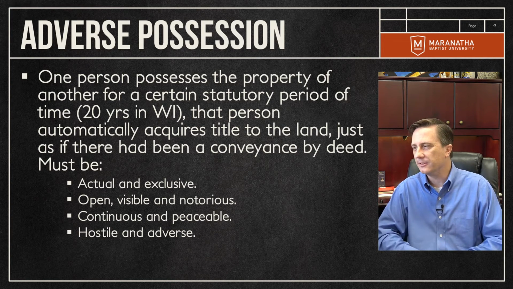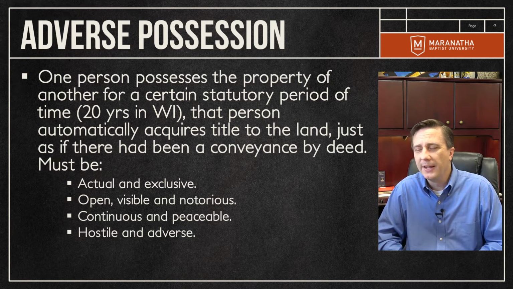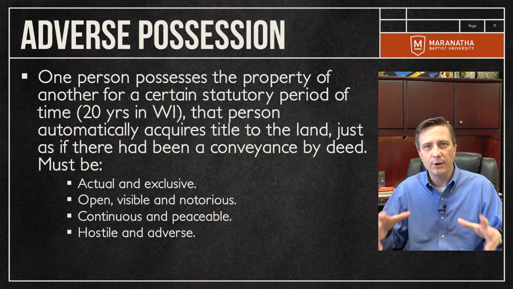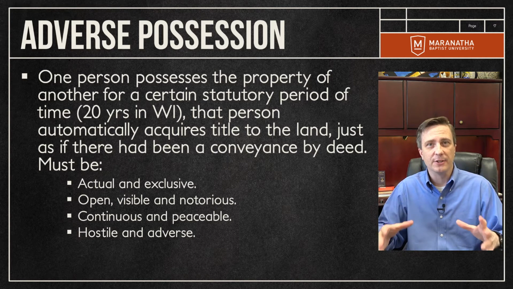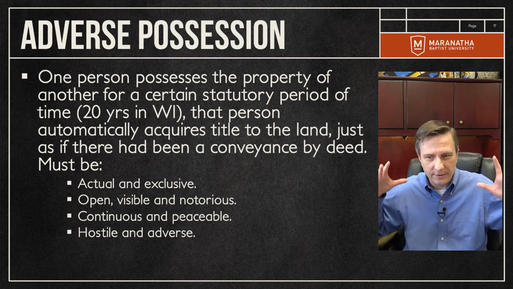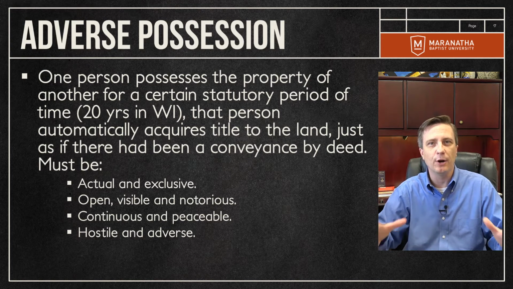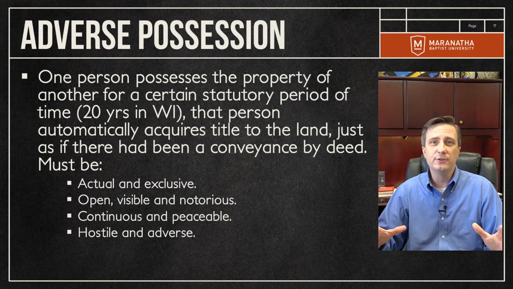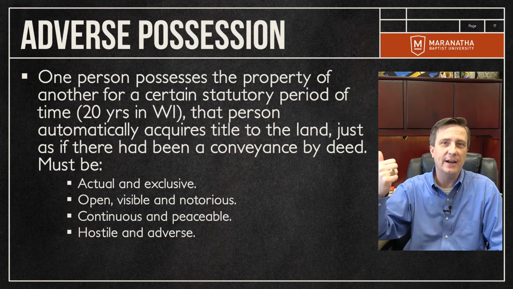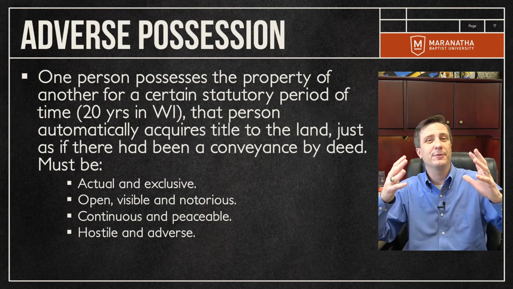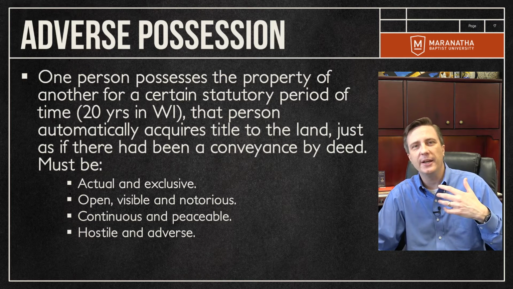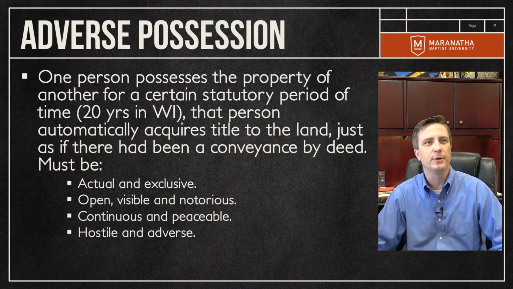So what are the elements of this? Well, number one, it has to be actual and exclusive. That means that you have to actually be present on the land physically. There has to be some kind of evidence that you are residing on this land and using it regularly, okay? And exclusive means you have to be telling other people that they have to get off. That's why I say you have to treat it like you own it. The second one is open, visible, and notorious.